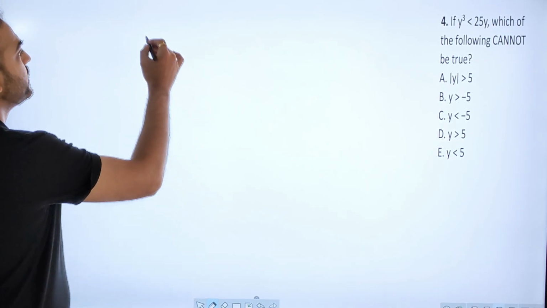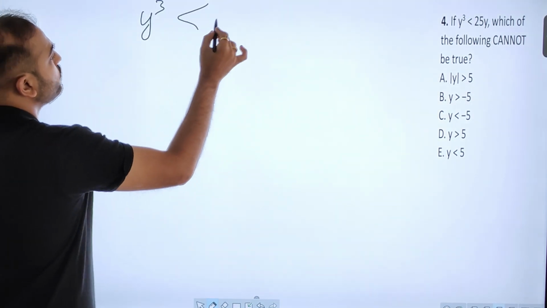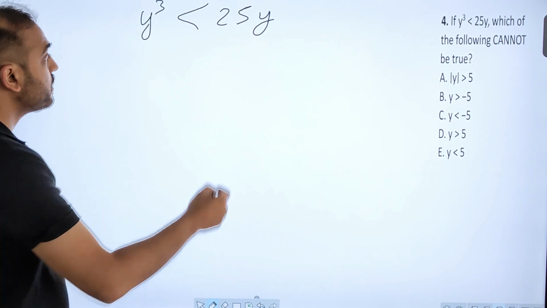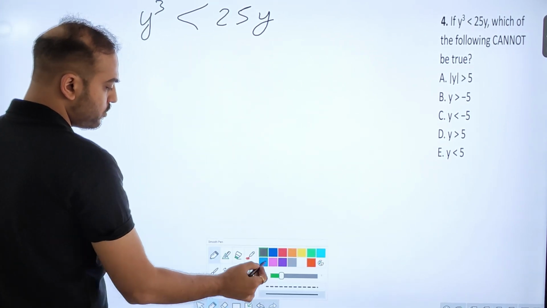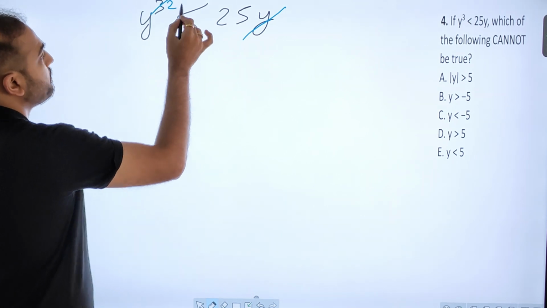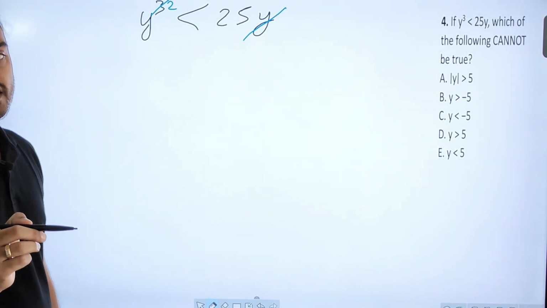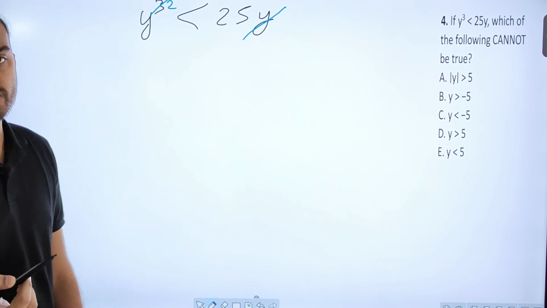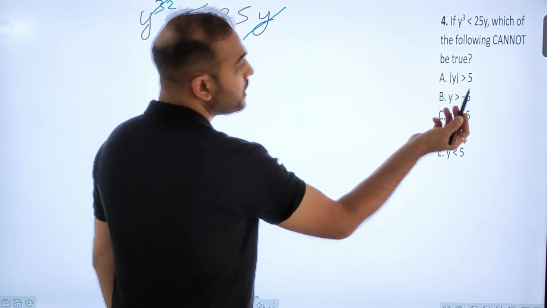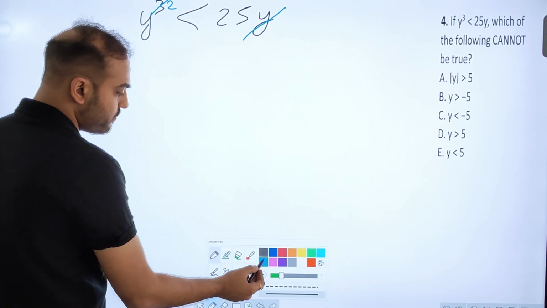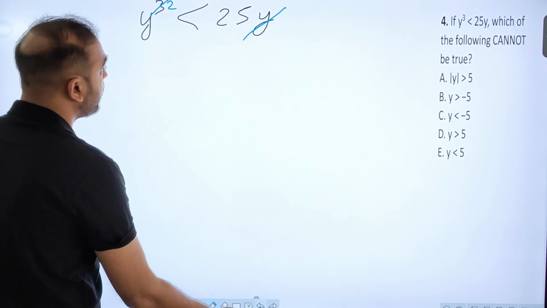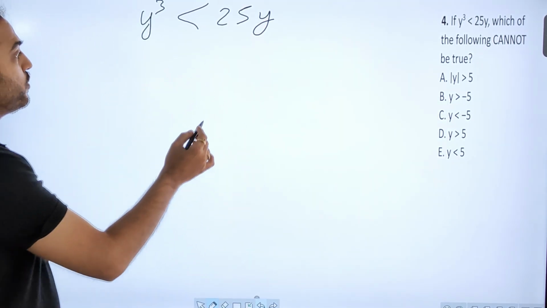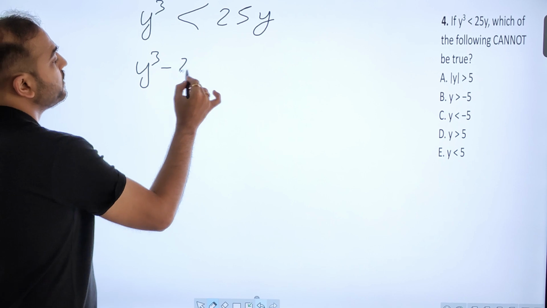Alright, moving on to the next question. We have y cube less than 25y. Now, you might be tempted to cross multiply the y, but remember, don't do that. We cannot cross multiply variables unless we know the sign of those variables. And from the question, I don't know what y is. So, do not cross multiply the y and y cube. Instead, get everything on the same side.